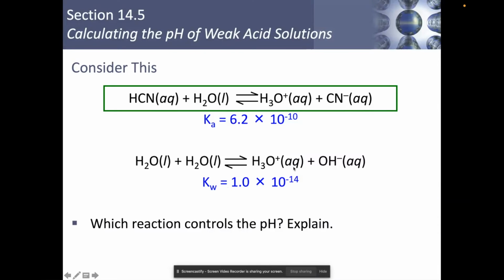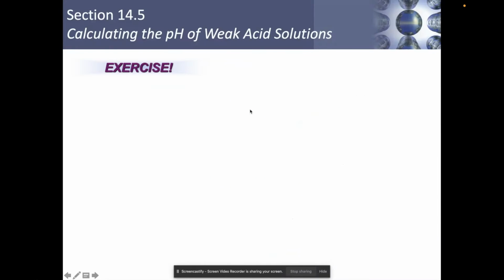And notice that for water, it's 1 times 10 to the negative 14, whereas here it's 6.2 times 10 to the negative 10. This is not really necessary. You don't really need to go through this step because it's giving us this for a reason. If this were trying to trick us, this would not be a good way of tricking us, because it's giving us a Ka value that is clearly bigger than this for water. And so, of course, this is going to be our major contributing equilibrium. Remember, larger Ka means that it's more likely to happen.